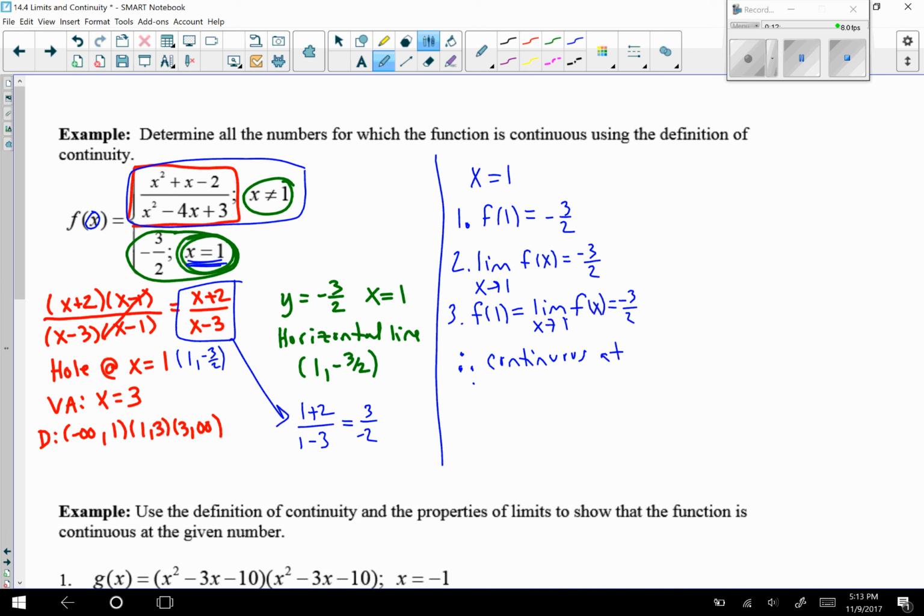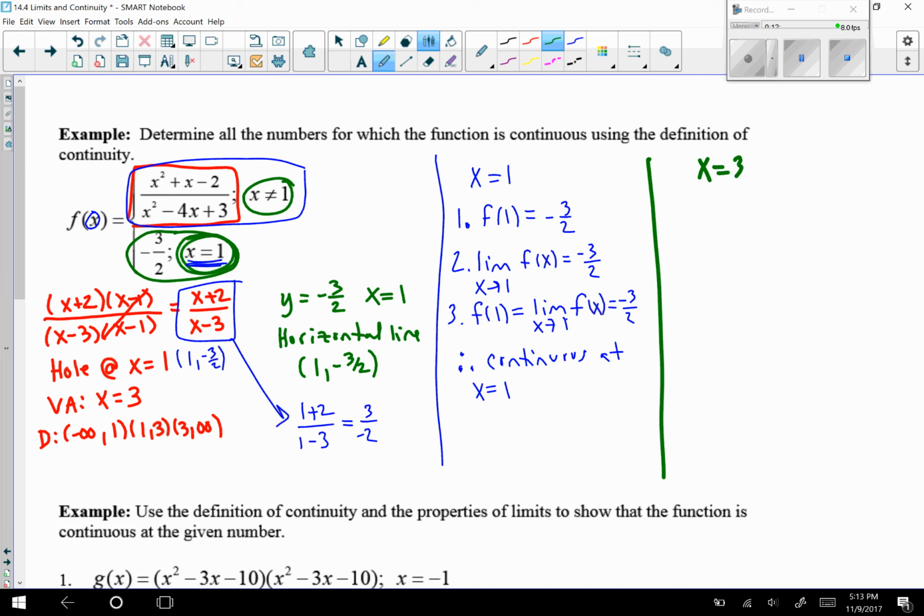So then the next part that we need to look at, because we had two places we were concerned about for our domain, is an x value of 3, where we have that vertical asymptote. So now I'm going to do the same thing, except look at an x value of 3.